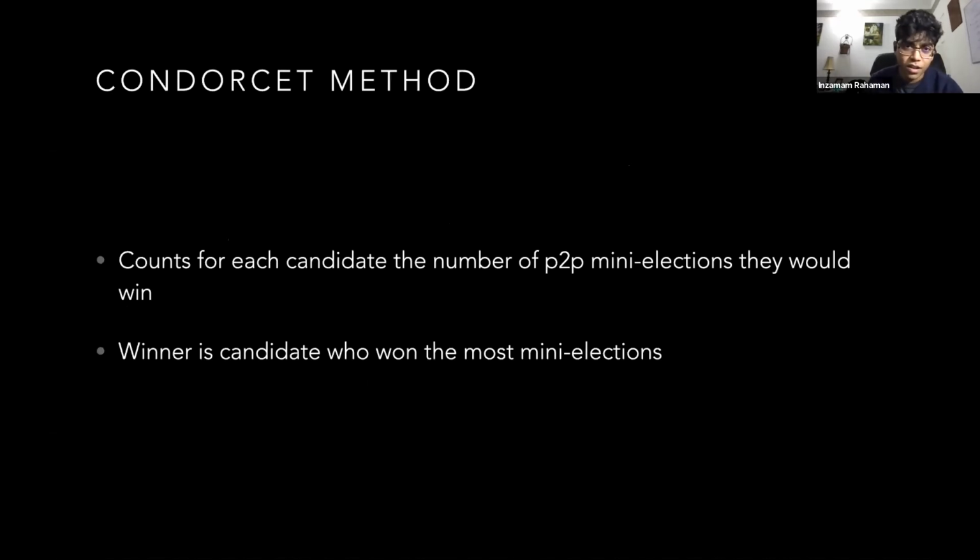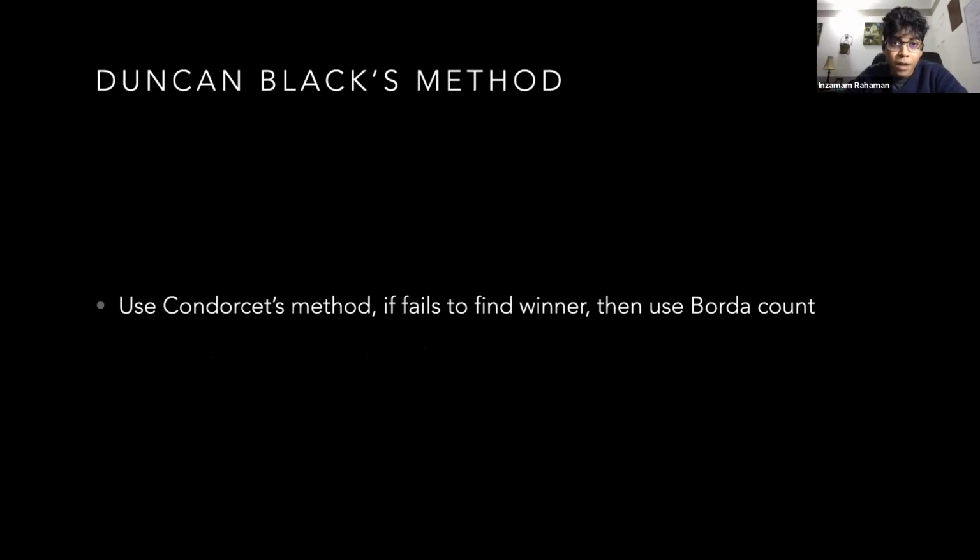There's also the Condorcet winner method. The Condorcet method is that from the ranked list, you construct essentially a bunch of pairwise mini elections, and the candidate that wins the most of these mini elections is your Condorcet winner and is the winner that's chosen. However, this is where you have that voting paradox showing up. There are times when you don't always have a Condorcet winner because of ties and whatnot, right? Duncan Black's method was to use the Condorcet method, and if it fails, as in you can't find a Condorcet winner, then you fall back on the Borda count method.